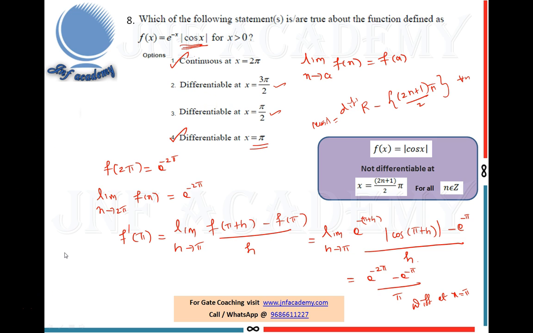So friends, these are the engineering mathematics questions from the GATE 2021 Aerospace Department paper.